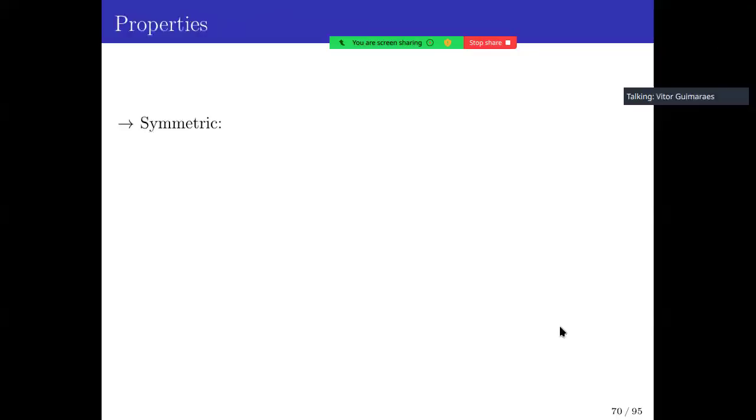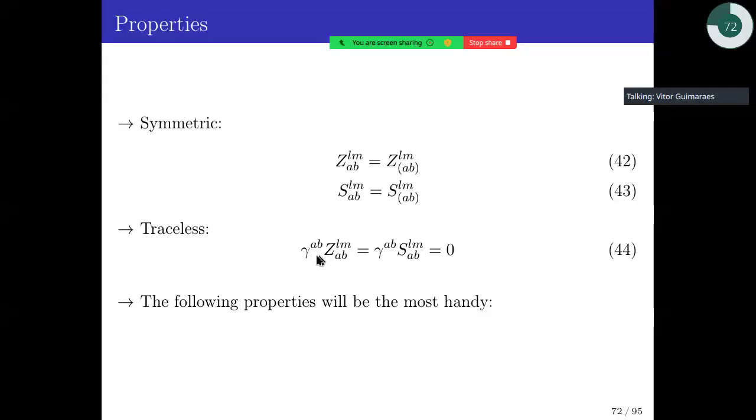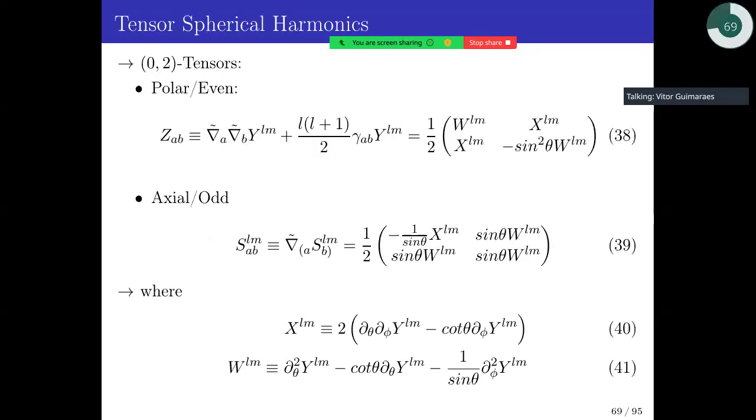Some properties that will be important. Well, the 0-2 tensors are always symmetric, okay? And they are also traceless, right? So if you take the trace of each of these, it will be equal to 0. You can prove this by yourselves. You only have to apply the inverse two-sphere metric here, and you're going to see that this exactly equals minus this, and so this equals 0.